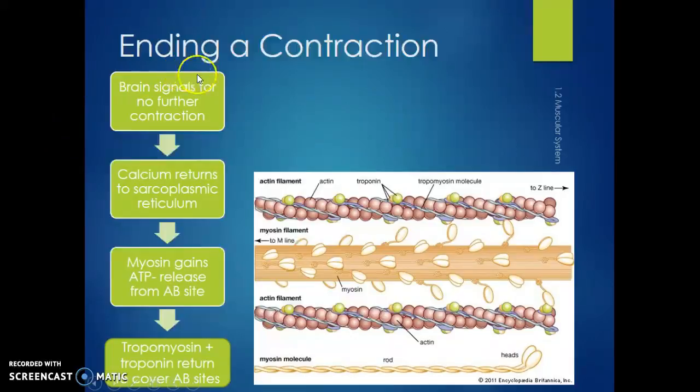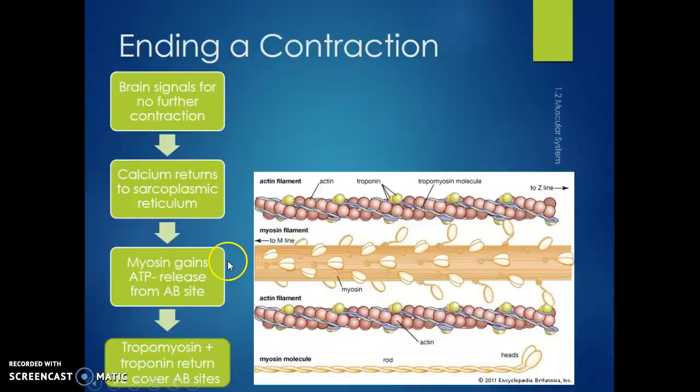Now, when it comes to ending a contraction, the brain signals to the central nervous system that the contractions are no longer required, which will stop sending nerve impulses to the fibres. The calcium will then release off the troponin and return to the sarcoplasmic reticulum where it is stored for any further contractions that take place.